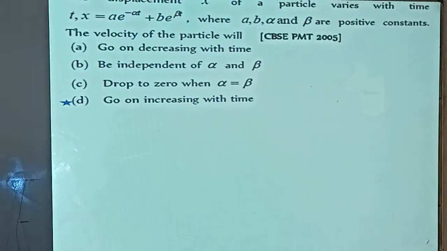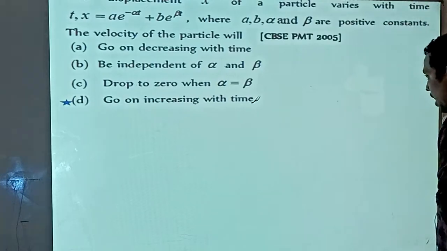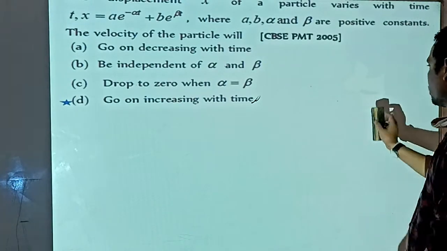So next question is: given that the displacement x of a particle varies with time t, that is x is equal to a into e to the power minus alpha t plus b into e to the power beta t, where a, b, alpha and beta are positive constants. The velocity of the particle will: go on decreasing with time, be independent of alpha and beta, drop to 0 when alpha is equal to beta, or go on increasing with time. So actually the answer is D.